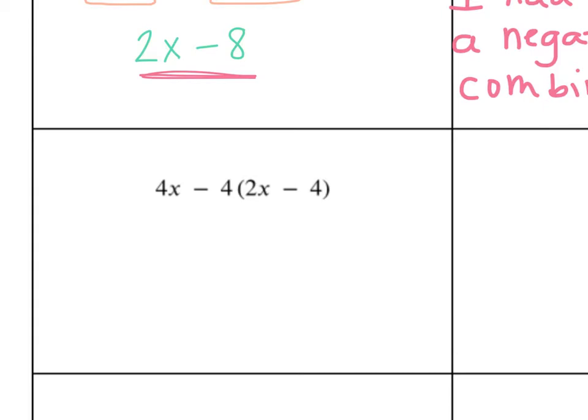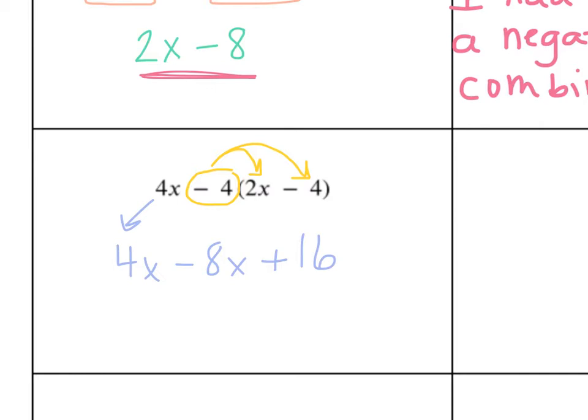It's always that number outside the parentheses. So in this case, we're going to distribute that -4 to both things inside the parentheses. So our 4x is just going to come along. Now, -4 times 2x, that's -8x. Negative times a negative, -4 times -4 is a positive 16.